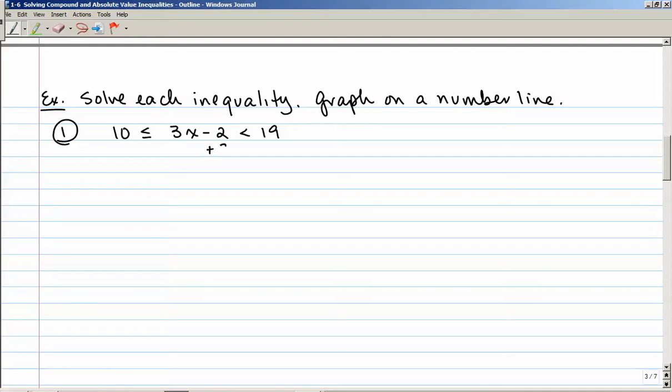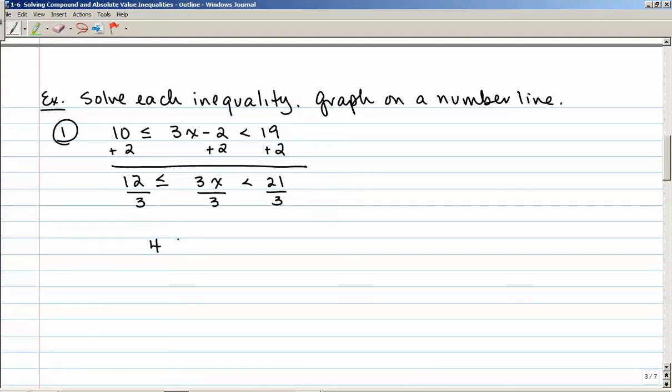So the first thing I want to do is add 2. And I need to add 2 to all three parts of this. So that's going to give me 12 is less than or equal to 3x, which is less than 21. And now divide all three parts by 3, because remember I'm trying to get an x all by itself in the middle. So 4 is less than or equal to x, which is less than 7. And that's my solution.